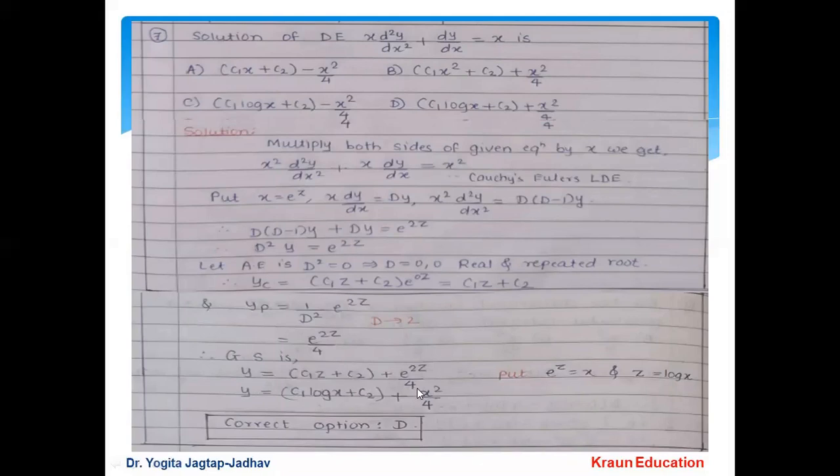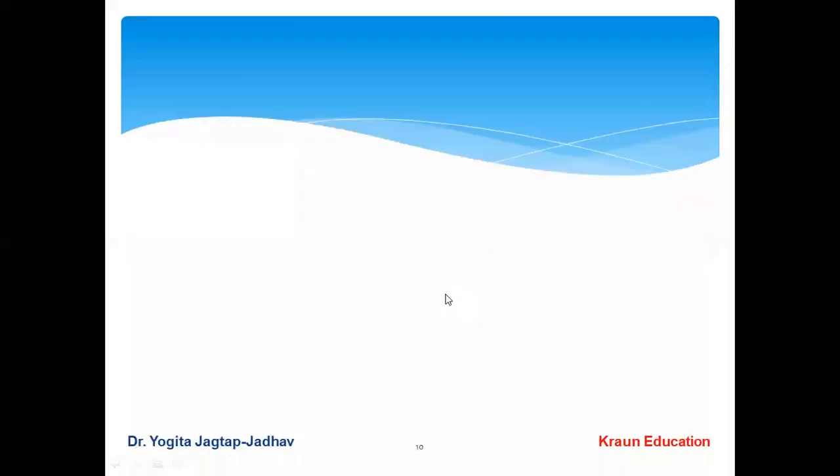But in order to obtain the solution in terms of y and x, we can replace e raised to z by x and z by log x. You can see here we get y equal to c1 into log x, replacing z by log x, plus c2 as it is, plus, as you know, x equal to e raised to z, just by squaring both sides, you can write down the value of e raised to 2z as x square. Therefore, the last term is x square by 4. Therefore, the correct option is D option.